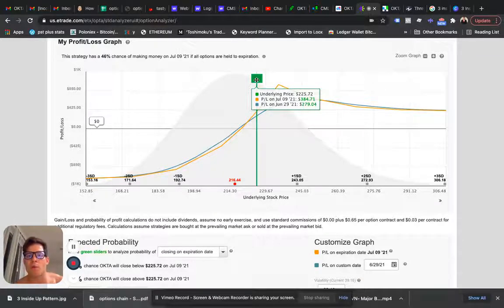I will post updates on how this is going, and if I do that credit spread, I'll post that as well. So I think this is a great bullish reversal. I'm pretty confident on this.